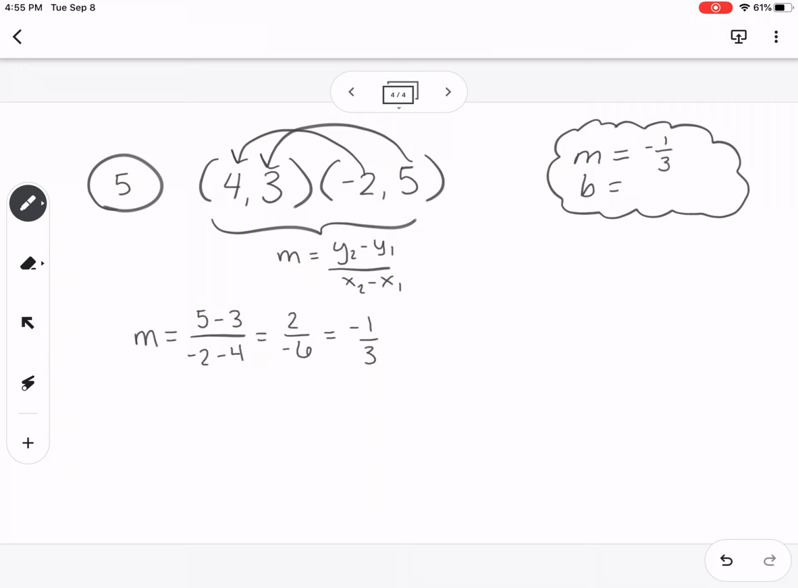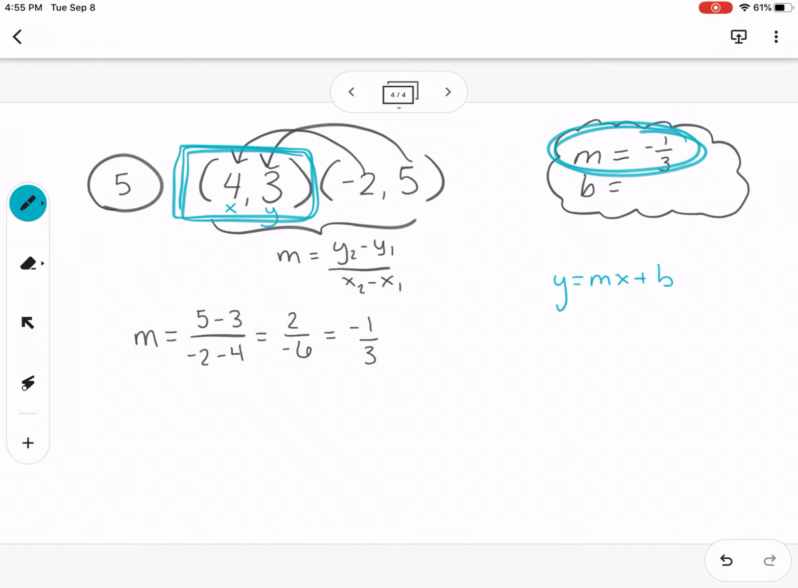Now I have to try to find my b. To find the b, I'm going to do what I did in example 4 right before this. I'm going to use this as my m, and then pick your favorite ordered pair. I like (4, 3) because it doesn't have any negative signs in it. So you can use this as your x and this as your y. And you can either do y equals mx plus b, or you can do point slope form, whichever one you prefer. And if you do the slope-intercept form, which is this first guy, you're going to get your b value of, it's a fraction here, I think, 13/3.